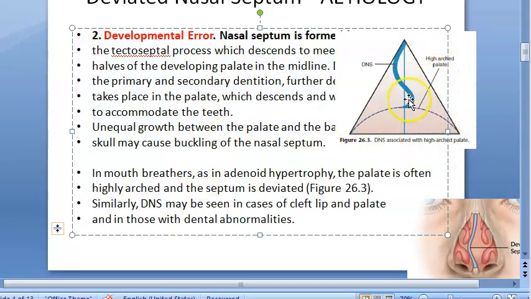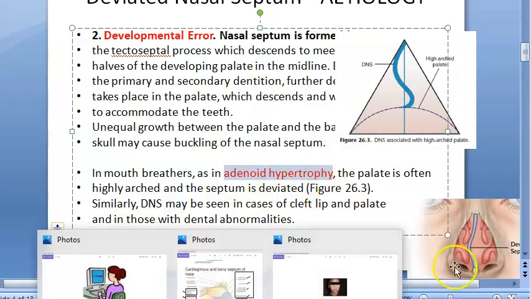The nasal septum will descend and meet the two parts of the palate in the midline. The palate has to descend during teeth development. But if there is unequal growth between the palate and the base of the skull, that could cause buckling of the nasal septum. Further, they are saying that in adenoid hypertrophy, that is mouth breathers, you remember the adenoid facies and all this.